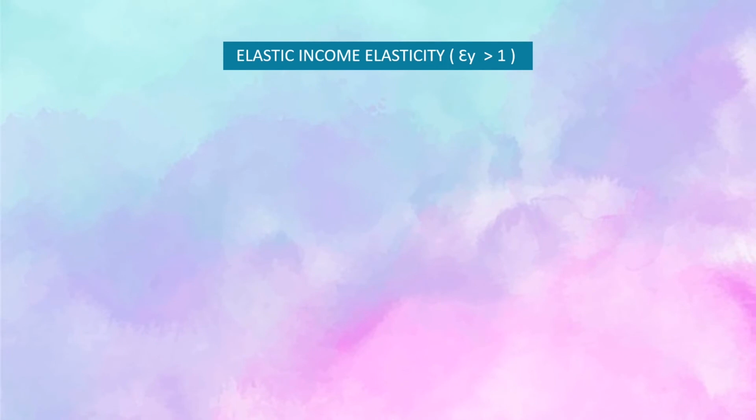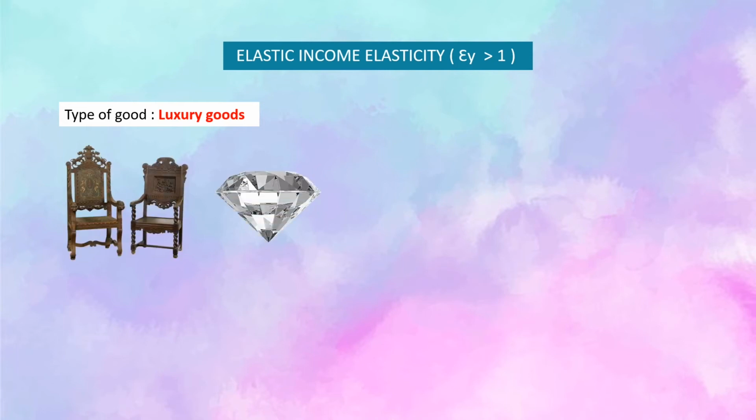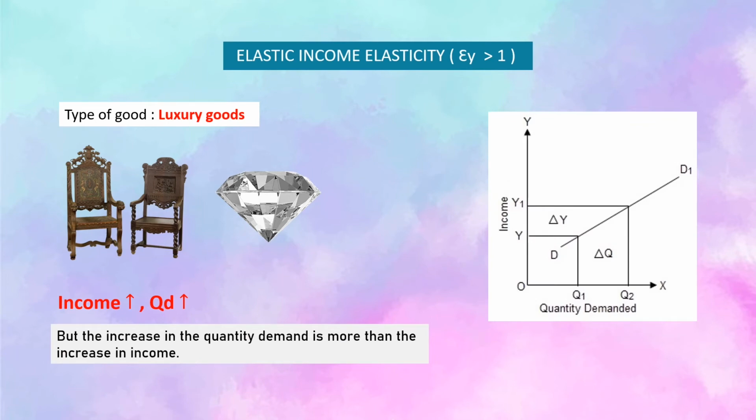When the value of income elasticity is greater than 1, it is elastic income elasticity. The type of goods is luxury goods, such as antique furniture and diamonds. An increase in income will lead to an increase in quantity demanded, but the increase in the quantity demanded is more than the increase in income.